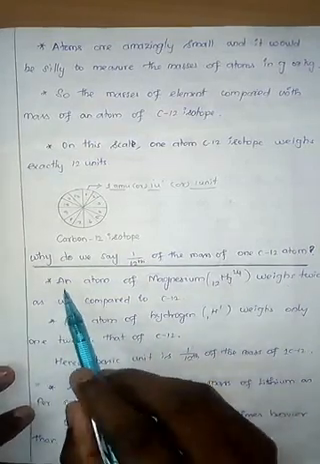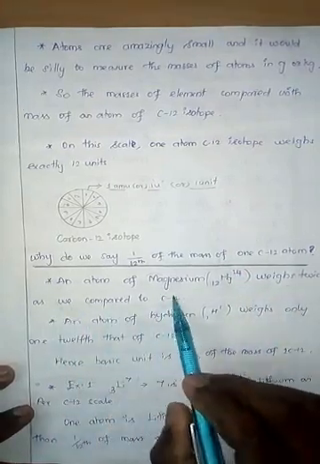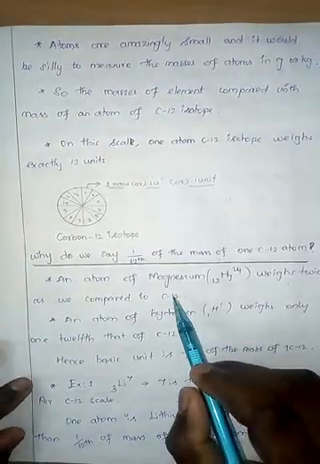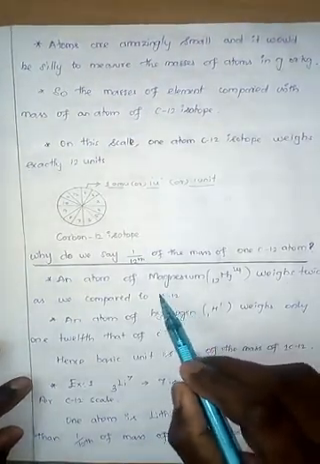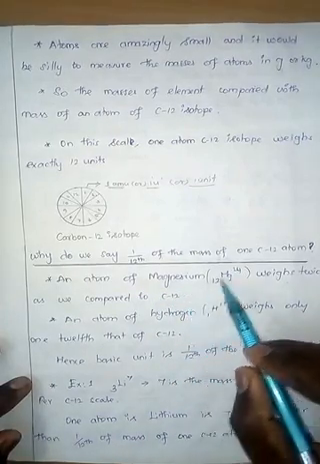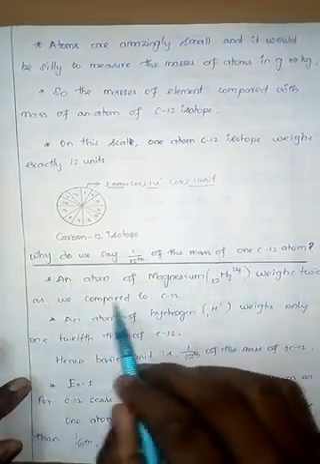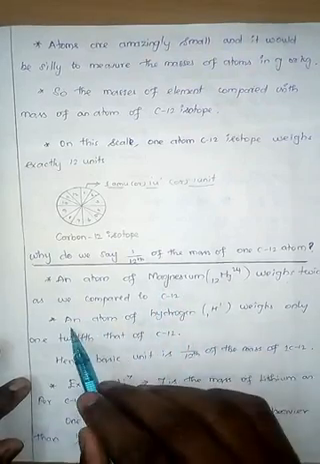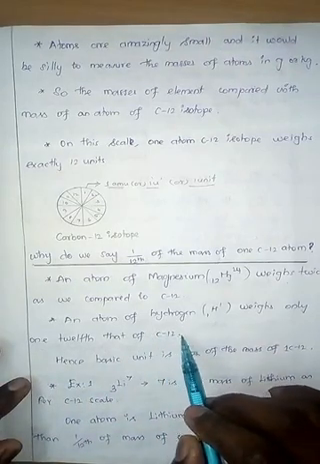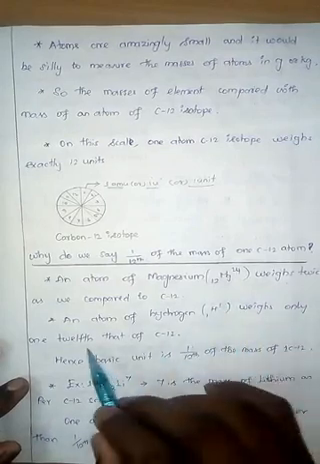Let's compare this. An atom of magnesium, 12Mg24, weighs twice as much as carbon-12. Yes, you're right. Look at this. The carbon mass is 12. The magnesium mass is 24. Definitely, if you multiply by 2, we get 24. So that's why we say an atom of magnesium weighs twice as much as carbon-12. Look at hydrogen. An atom of hydrogen, 1H1, weighs only 1/12 of carbon-12. Right? So compared with carbon-12, it is 1 by 12 of the mass.